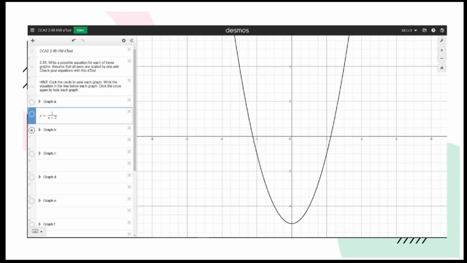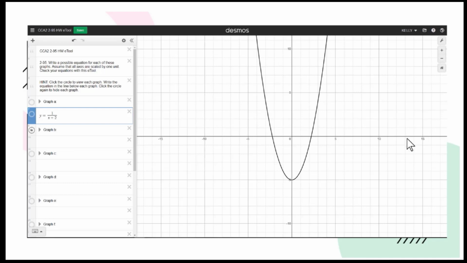And now here's part B. Part B looks like a quadratic that has had a vertical translation, and it looks to me like it has gone down 5. I'm going to do something here because I like to be able to see grid for grid. There we go. Looks like it's gone down 5. So typically I would do y equals x squared, right?